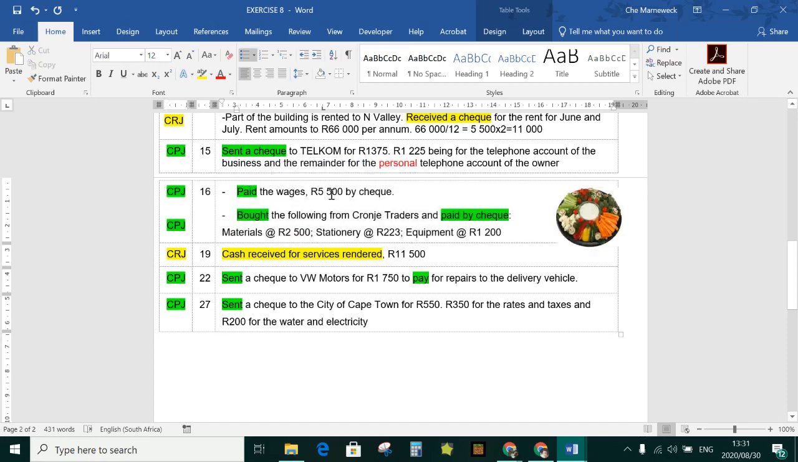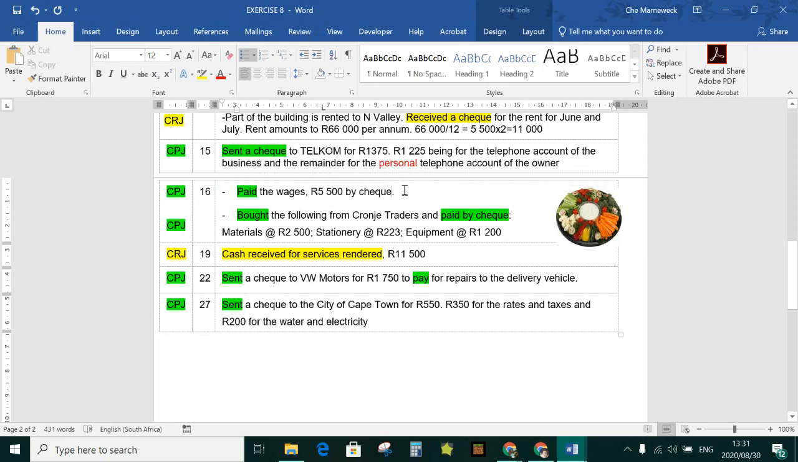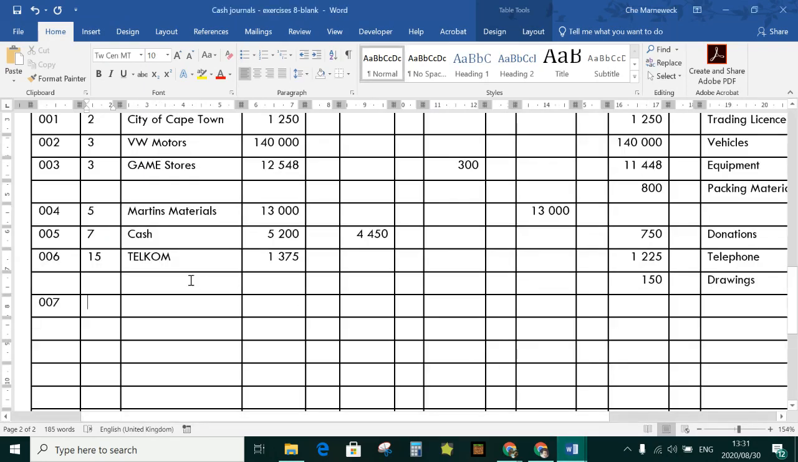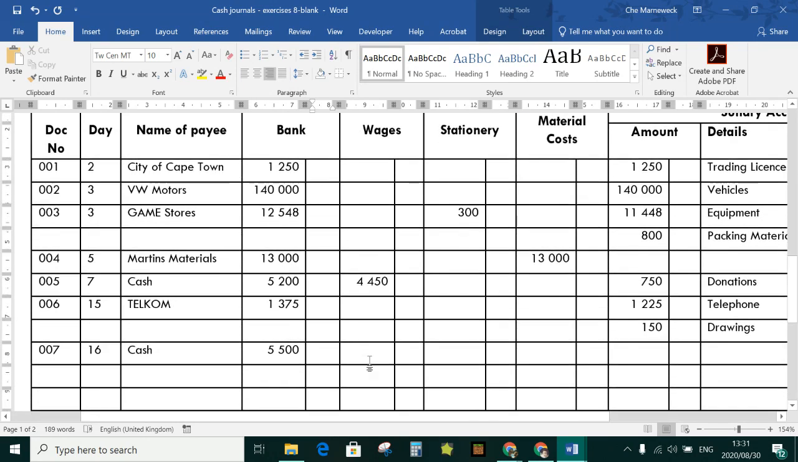Number 1, paid the wages, 5,500 by check. Remember, wages are paid by cash. So we would have cashed a check for wages, 5,500. So this is happening on day 16. Cash, 5,500, and it's for wages. We have a column for wages, so we can record 5,500 under the wages column.